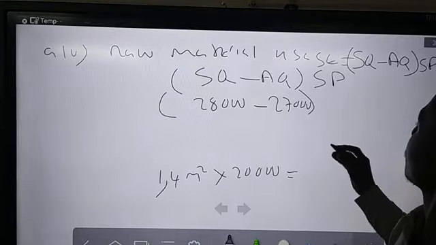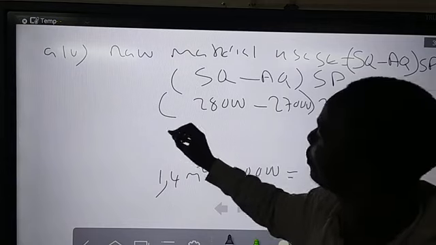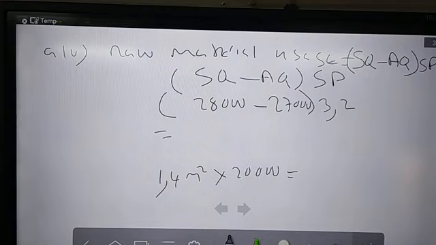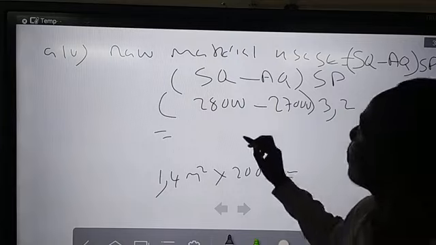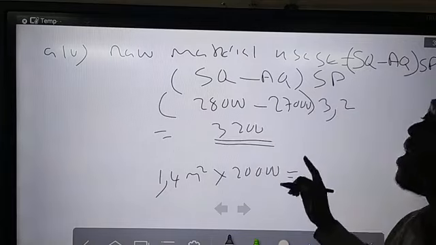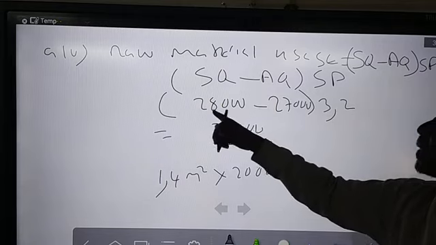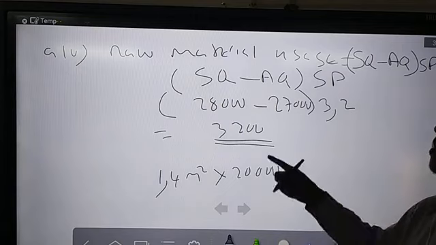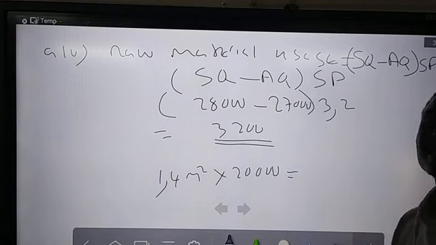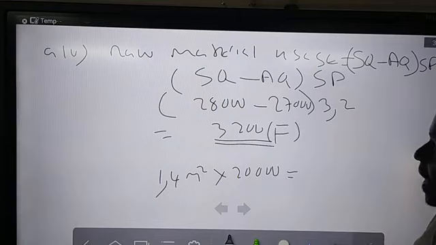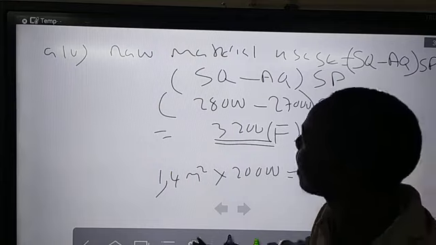Quickly, that's 3,2 here. So let's calculate: 28,000 minus 27,000, then we multiply by 3,2. We get 3,200. This one is for material usage. We were expecting that we are going to use 28,000 meters squared of material, but we used 27,000, which is less. So it's favorable. Okay, let's go to the next one.